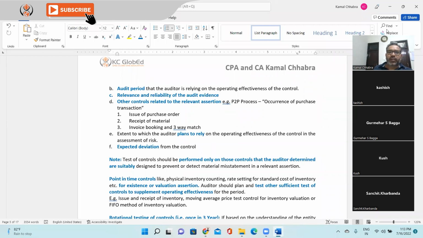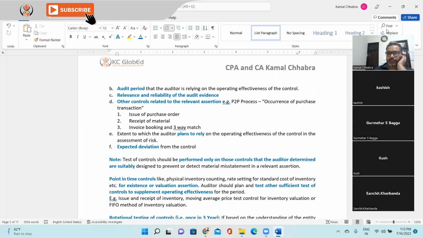Last one is expected deviation from the control. What is expected deviation? That means when you have planned to test, let's say you are testing sales, and you plan to test, let's say 50 transactions, out of which you expect maybe 5% can be different than the expected controls, or 5% of them would be not operating effectively, right? If the expected deviation is more, then sample size is less. If expected deviation is less, then sample size would be more.